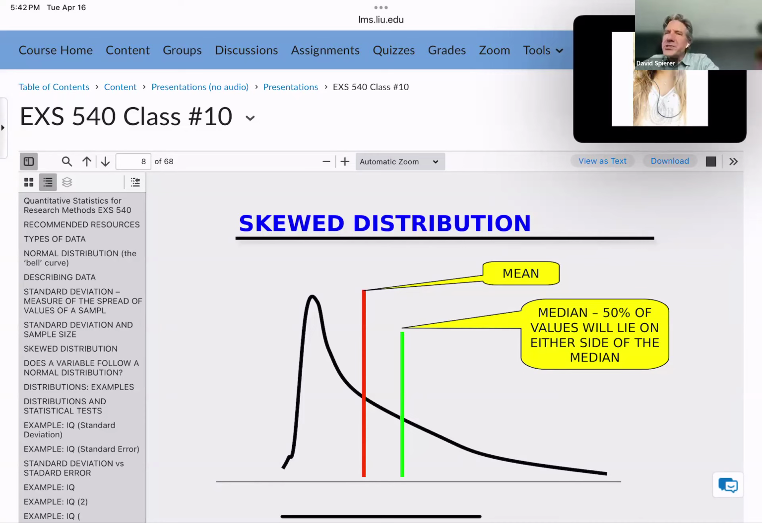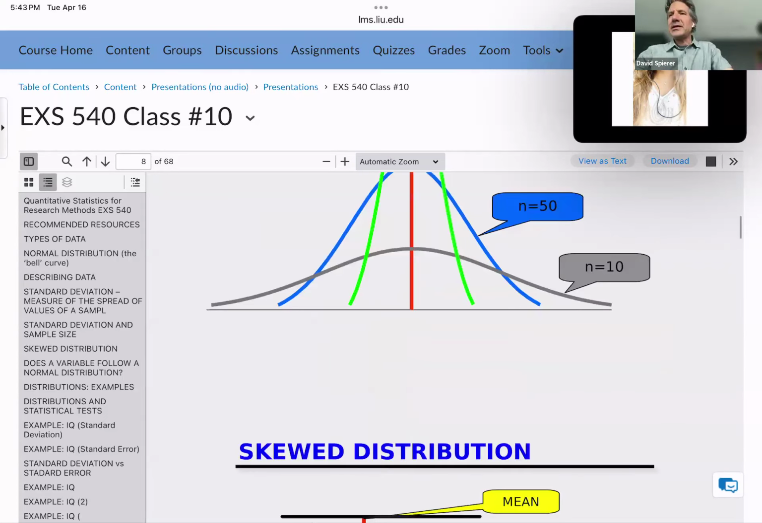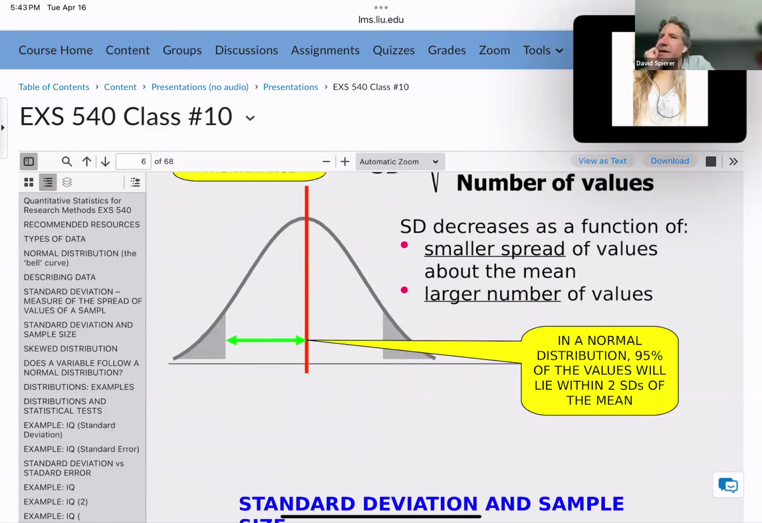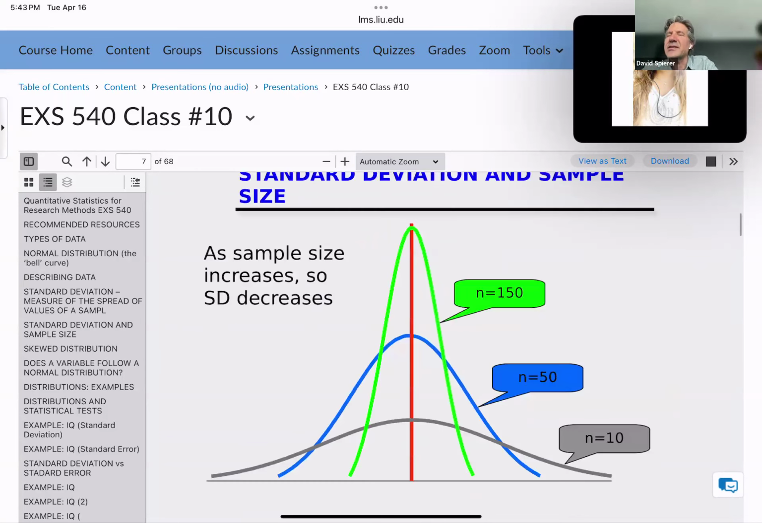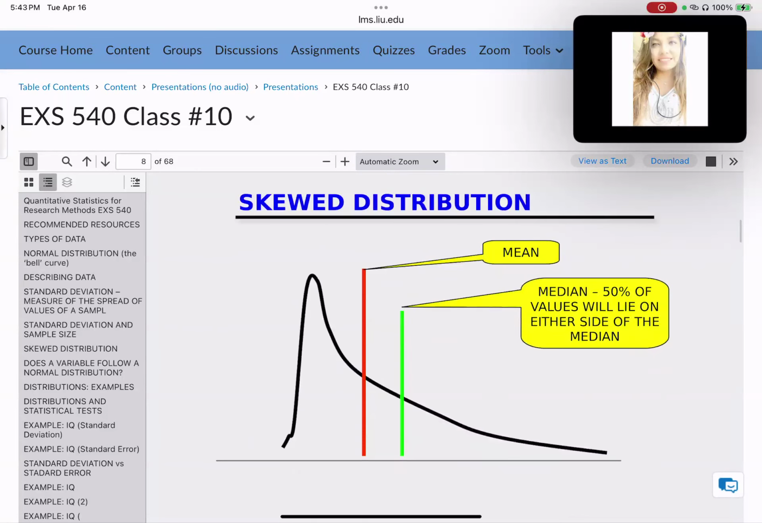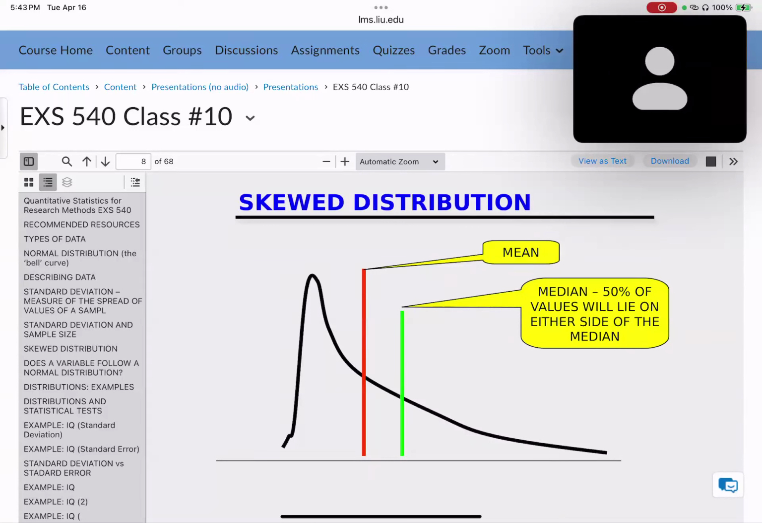But why would 50% of the values lie on either side of the mean, but not in here? 95% of the values lie on either side of the mean. What's happening in this case? Professor, sampling bias? Possibly. In what way? What do you mean by that? In our training study, what do you think would have to happen to get this kind of skew?